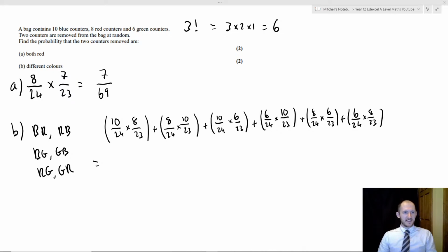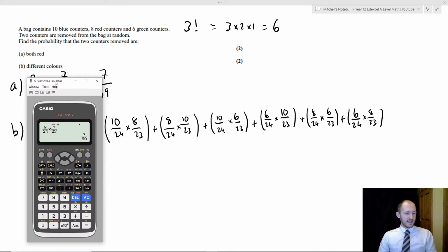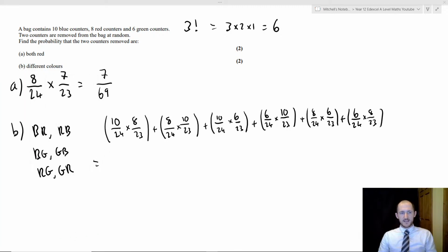Well, I could do this on my calculator that I have in my hand, which might be easier, because then it won't take as long. So give me 2 seconds, I'll just type it in. So 10/24 times 8/23 plus 8/24 times 10/23 plus 10/24 times 6/23 plus 6/24 times 10/23, 8/24 times 6/23, and lastly 6/24 times 8/23. Okay, hit equals, and you should get 47/69.